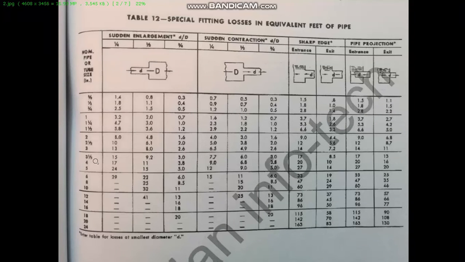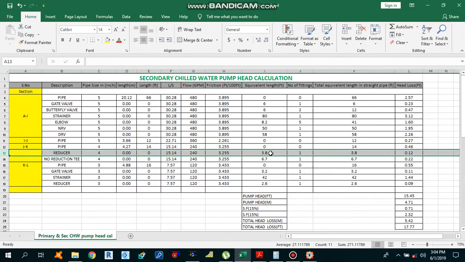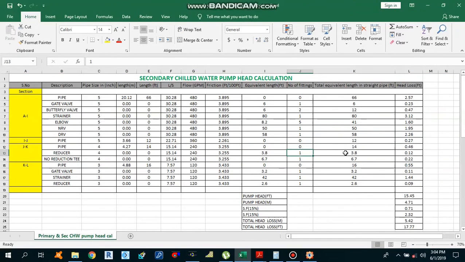So move to the right side with the 4 inch size and 3 by 4 ratio, and we get 3.8 as the equivalent length. This is how we got the equivalent length 3.8 for the 5 by 4 reducer. Since we have one reducer, the total equivalent length in straight pipe is 3.8. For the head loss, again you multiply the total equivalent length with the friction rate divided by 100, and you will get the head loss. And the last one, from section J to K, is a no reduction T.